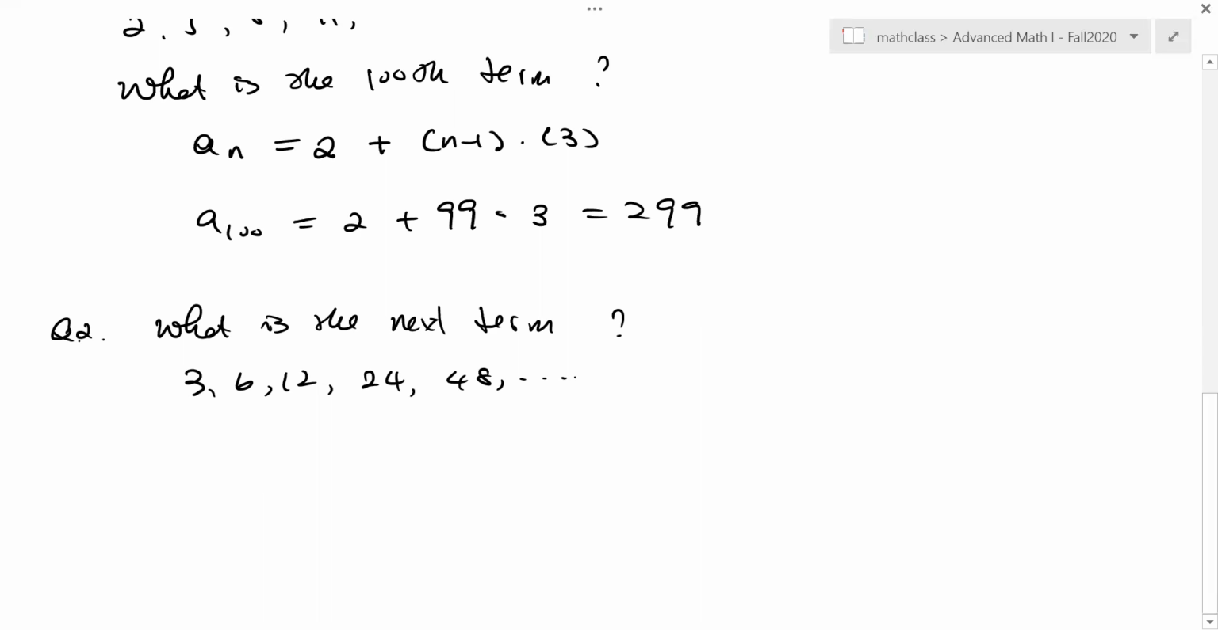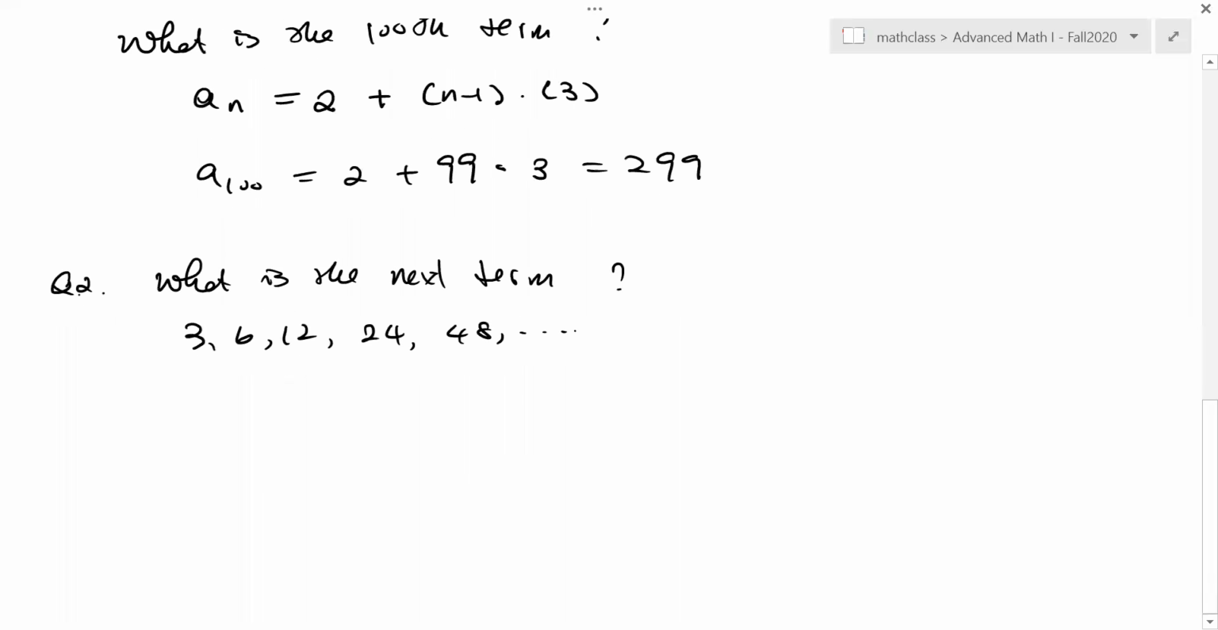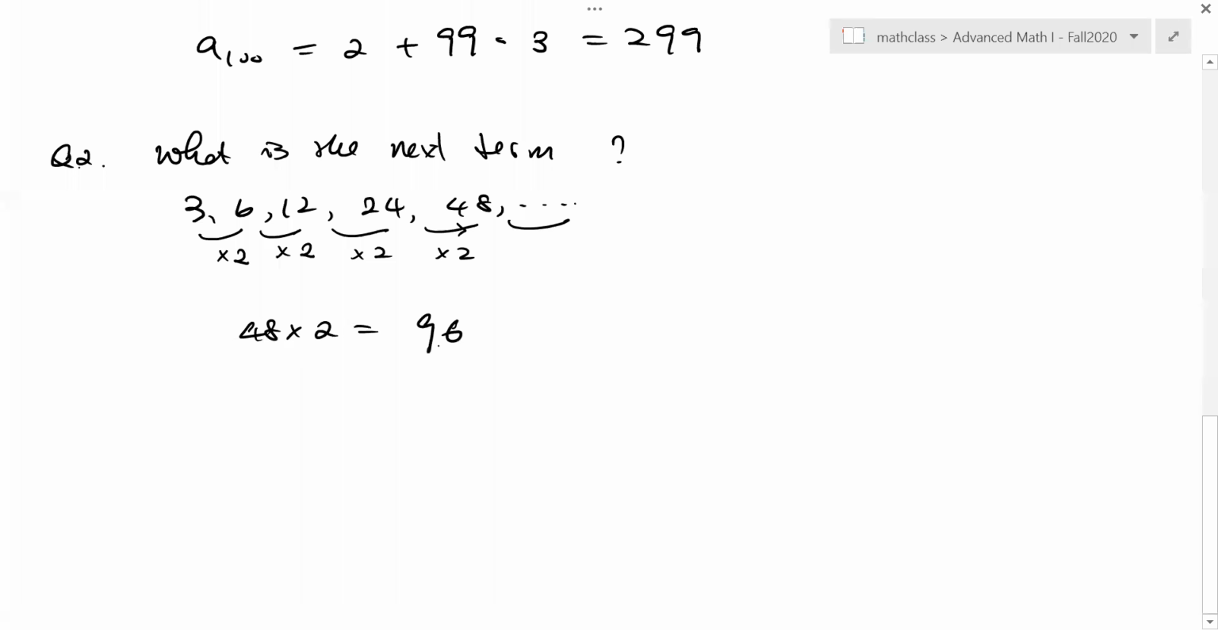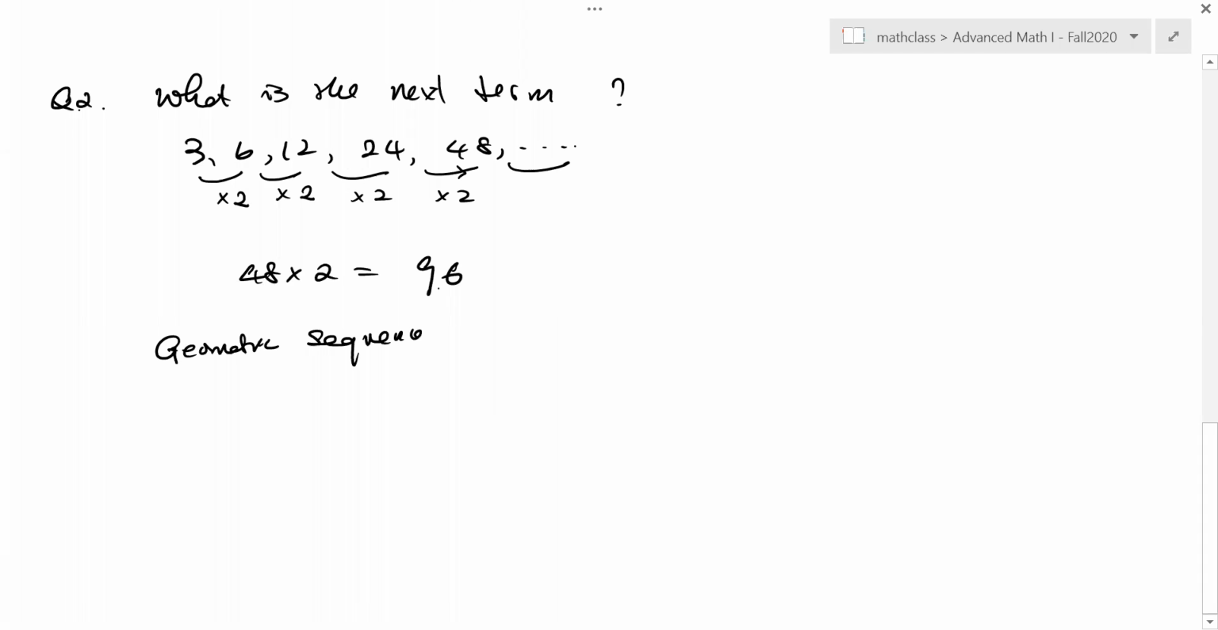96, yeah. Many of you gave me the answer already. You notice that this time it's always multiplied by 2, multiplied by 2, multiplied by 2. So the next term will be 48 multiplied by 2, which is 96. A sequence like that is called a geometric sequence. A geometric sequence has a property: each time to get the next term, you just multiply the previous term by the same factor, the same number.